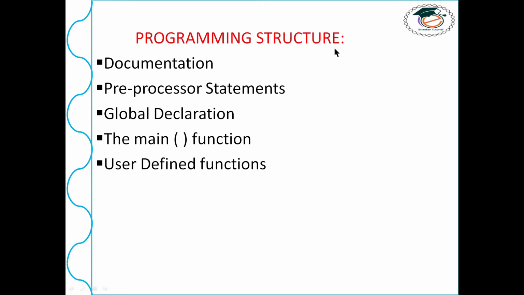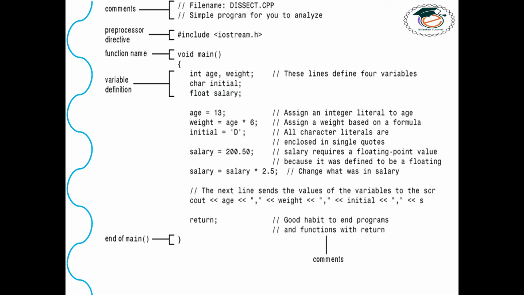So in C++, we need a programming structure. Without a structure, we cannot do the coding, or it will be an error. So at first we need documentation, preprocessor statement, global declaration, the main function, and the user defined function. You can take a screenshot if required, of the programming structure, else I will give you an easier one. You see here, this is the programming structure of C++, and I have described all the things very clearly here.